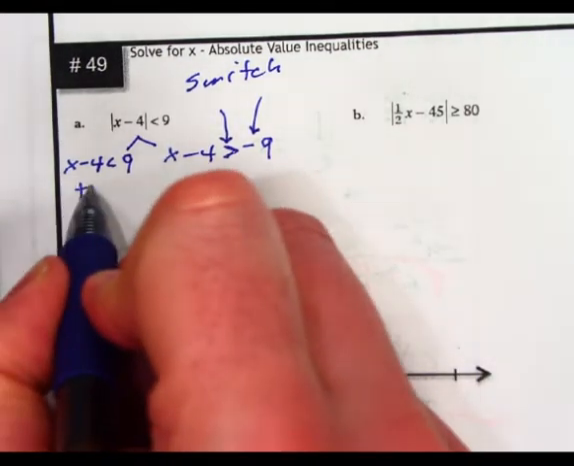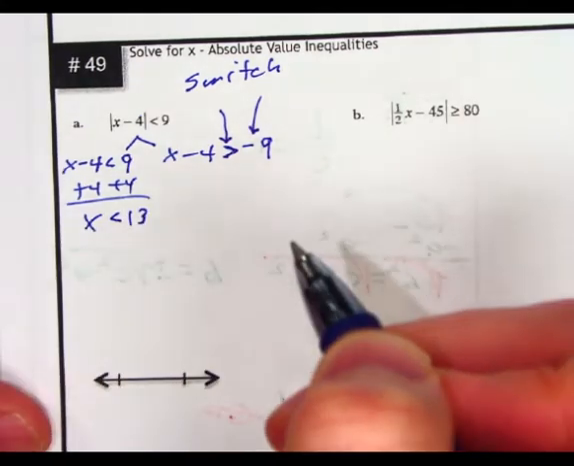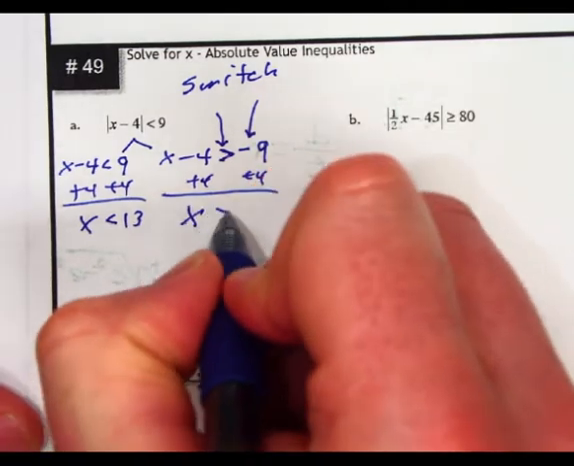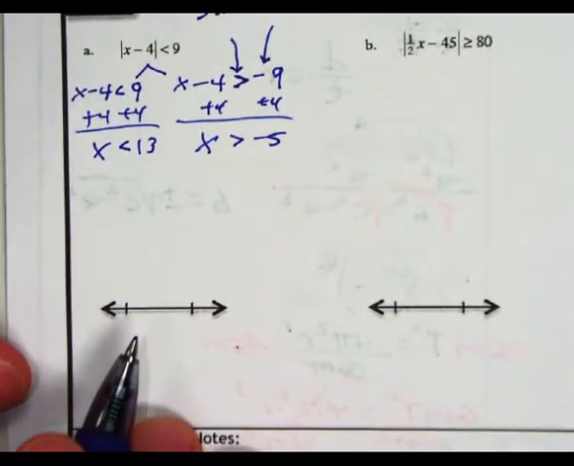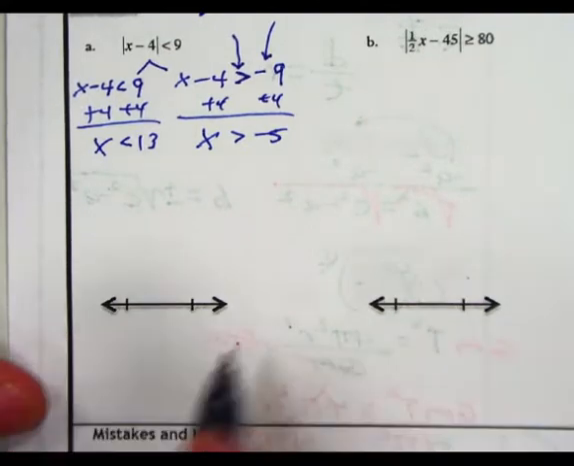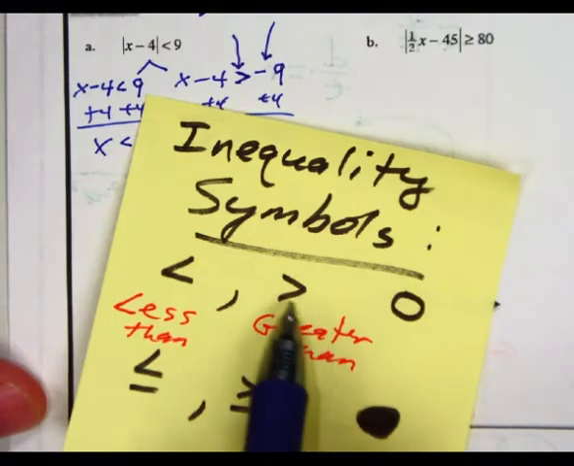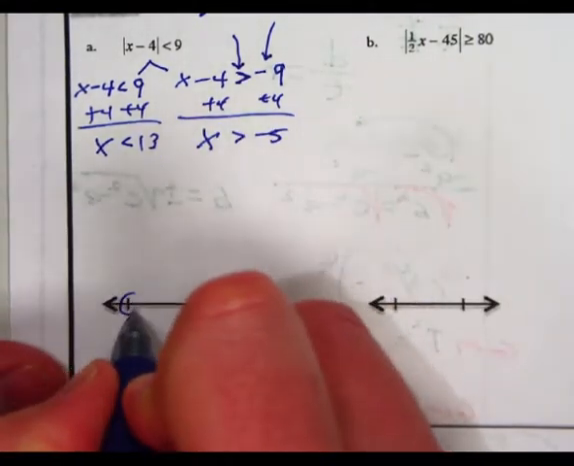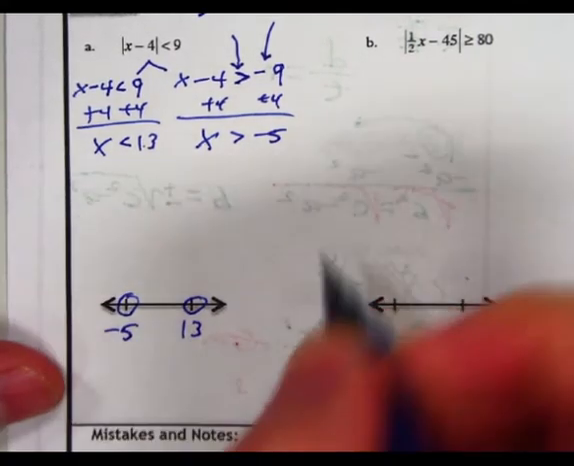Add 4 to both sides, and I get x < 13. On this one, when I add 4 to both sides, I get x > -5. Then I have to go down here to my number line, and I say, okay, greater than negative 5. Well, remember, greater than or less than symbols are open circles. So I put an open circle at negative 5, and an open circle at 13.